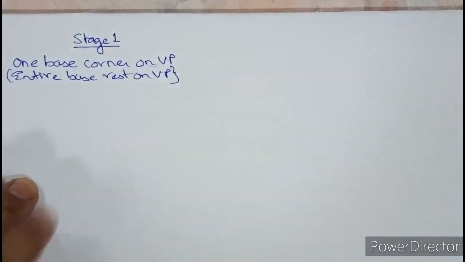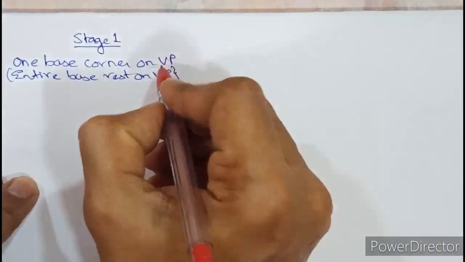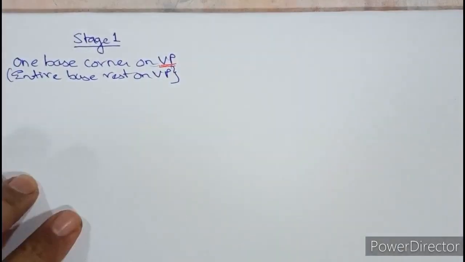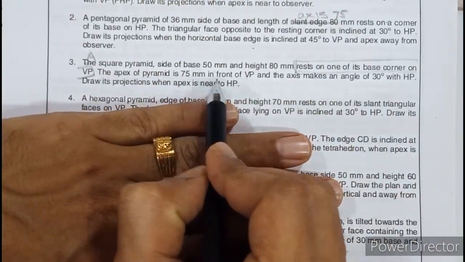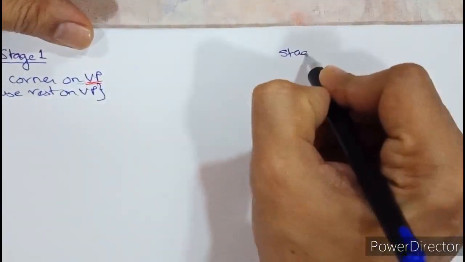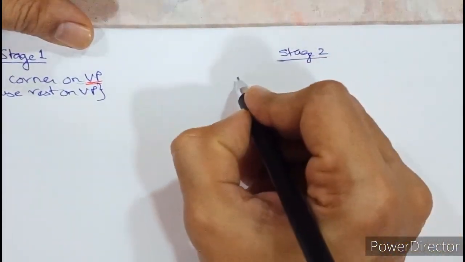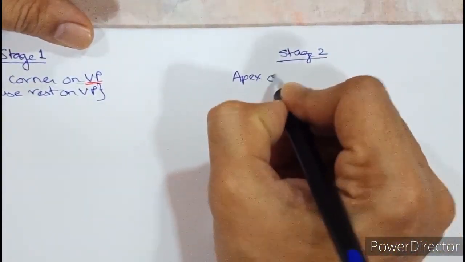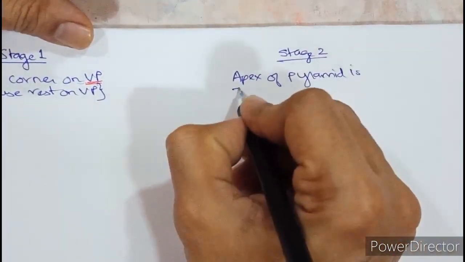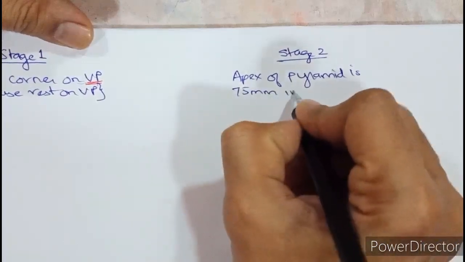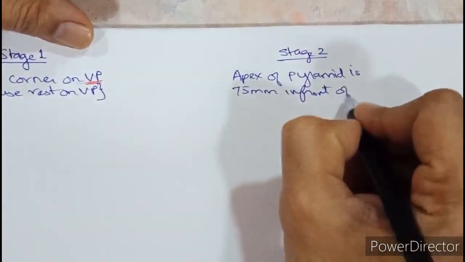Now you can very well see that the first stage is with respect to VP. The second should also be with respect to VP only. Reading the question further once again, it's given that the apex of the pyramid is 75 millimeter in front of VP. So we write down stage 2, apex of pyramid is 75 millimeter in front of VP. That is the second stage.